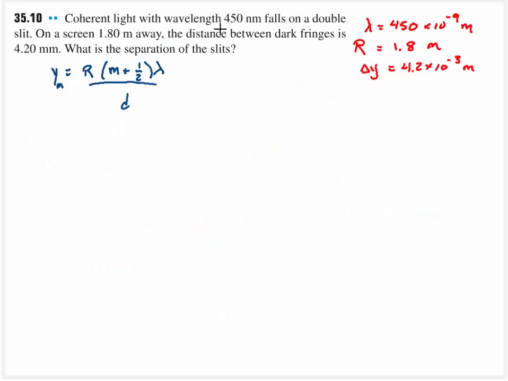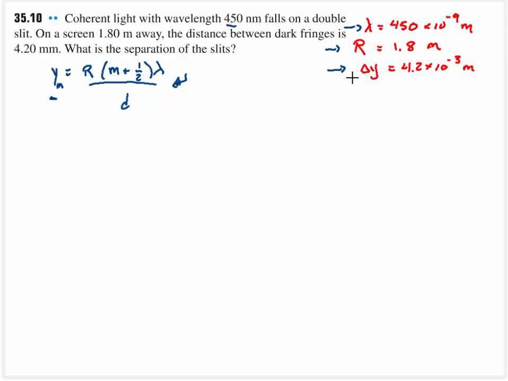Okay, I have some red laser light. I know the wavelength, and I'm going to illuminate a screen that's 1.8 meters away. So the nomenclature of this chapter, that's capital R. And I know the separation between the dark bands, some delta y, is going to be 4.2 millimeters. Now I know these dark bands are going to occur for m equal to 0, plus or minus 1, 2, 3, 4 at this y right there.